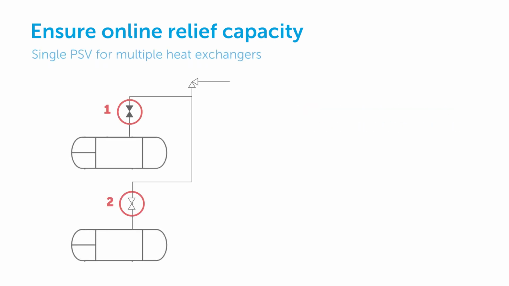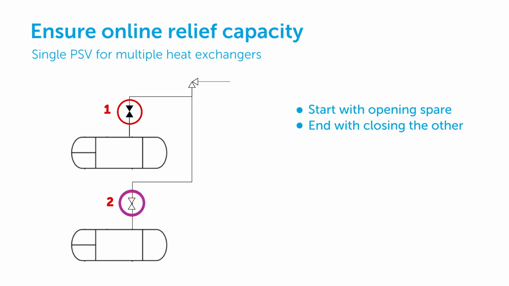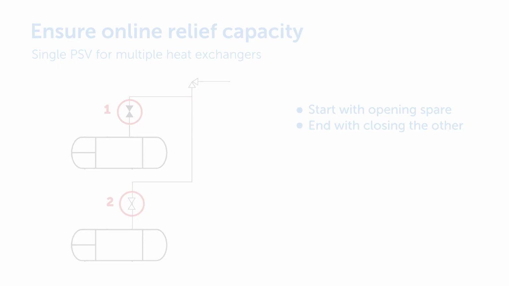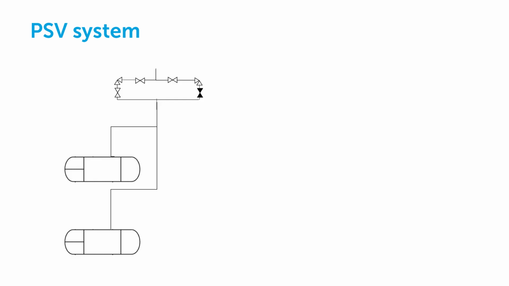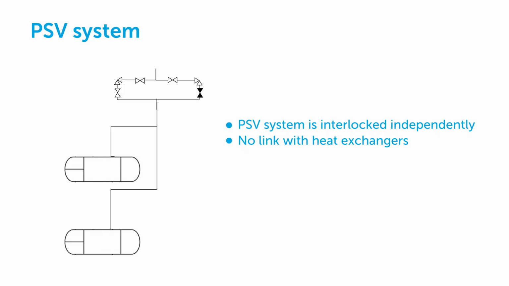When heat exchangers share a single PSV, they are interlocked in the same way. The changeover should commence with the opening of the spare relief valve. The final step in the changeover is the isolation of the other PSV. When heat exchangers are connected to a system of parallel PSVs, that system should be interlocked independently to ensure relief capacity. There's no direct link required with the heat exchanger interlock sequence.